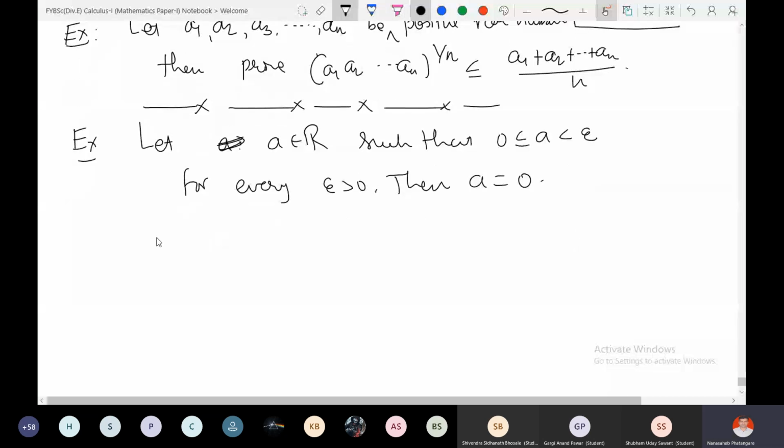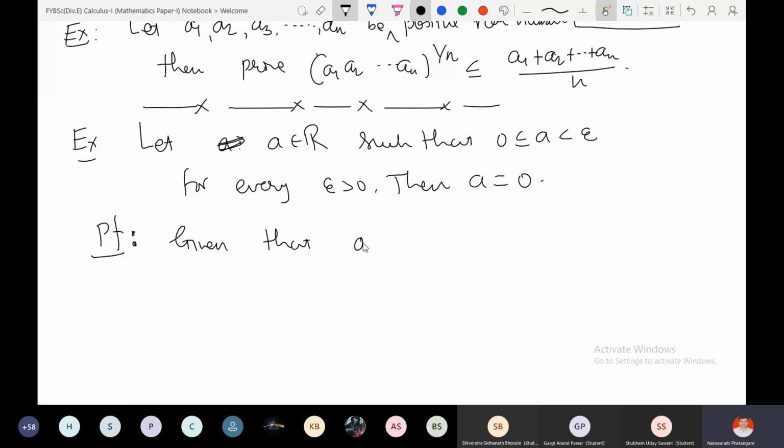So the problem is clear, right? The proof is a different thing. First of all, you should understand what the question statement says. The non-negative number less than every positive number is the only number 0, no other number, right? So given that a is a number, non-negative means it is greater than or equal to 0 and less than epsilon for every positive epsilon. What is our claim? Our claim is a must be 0.